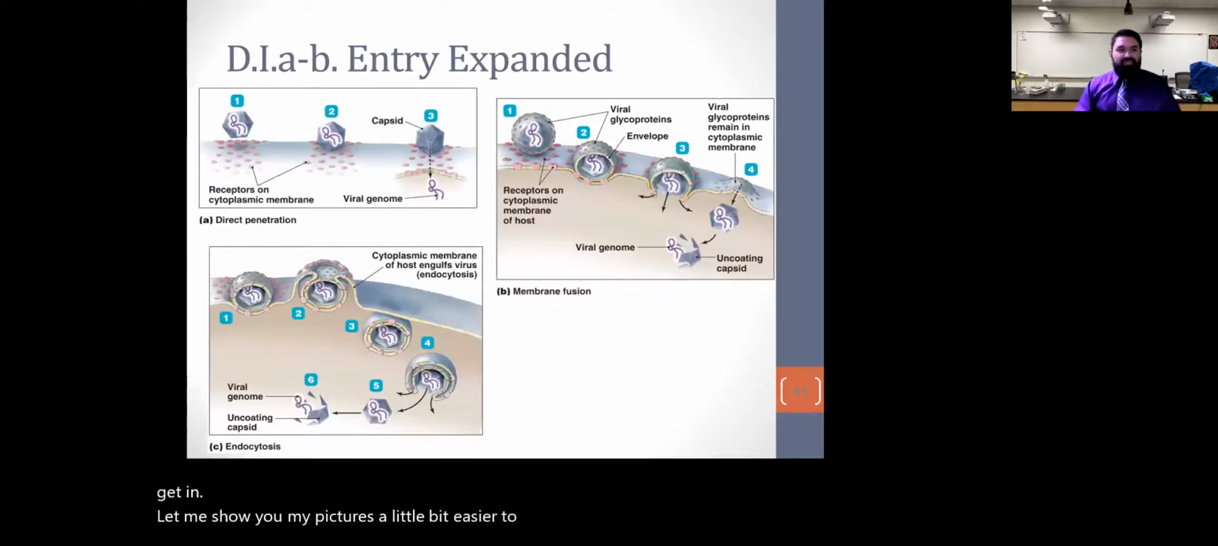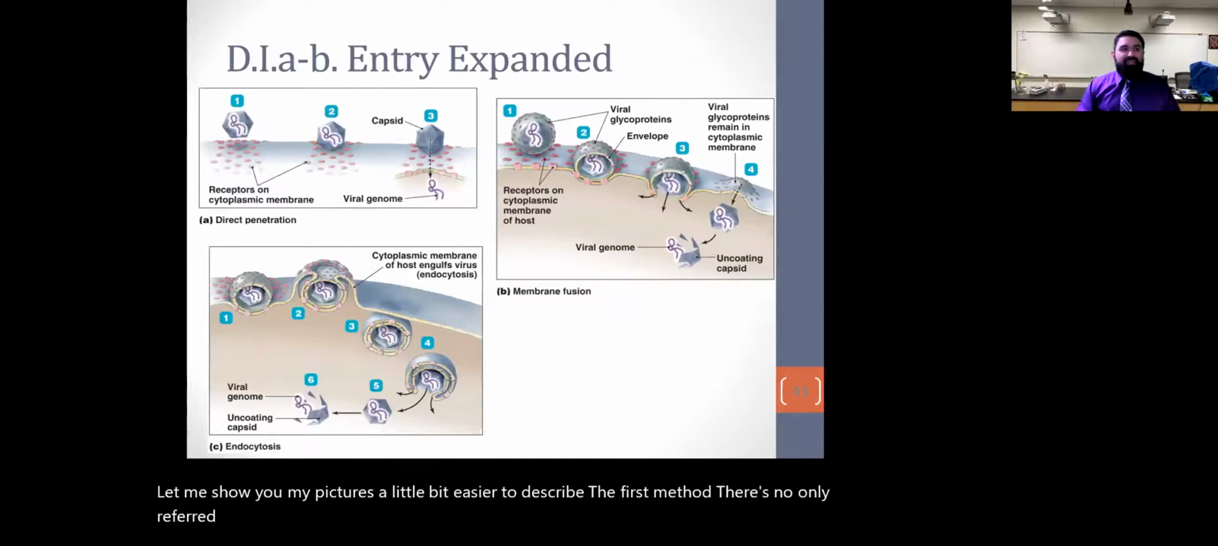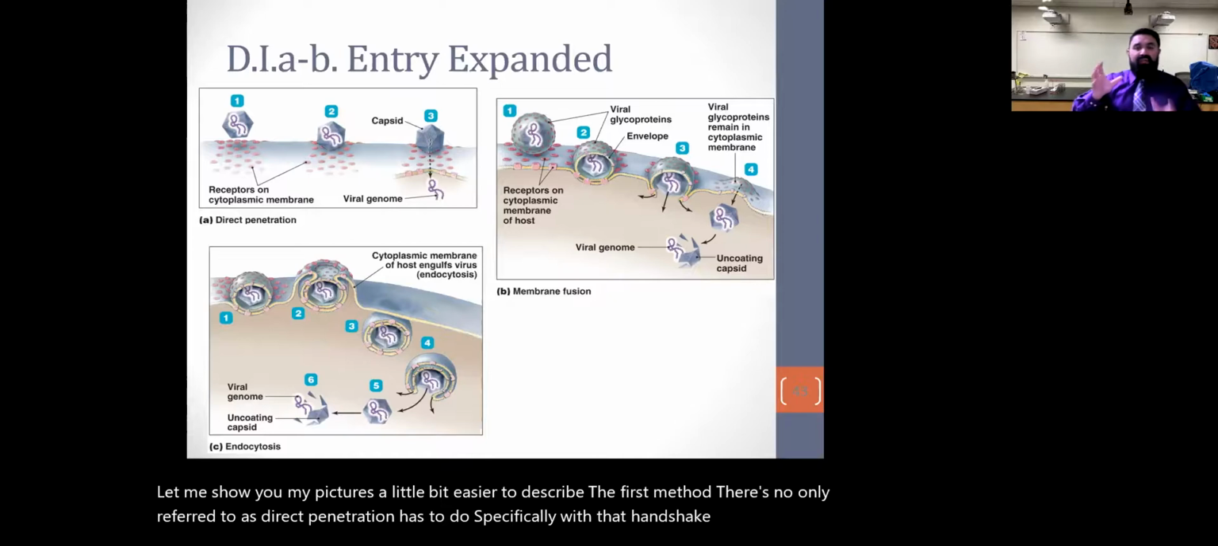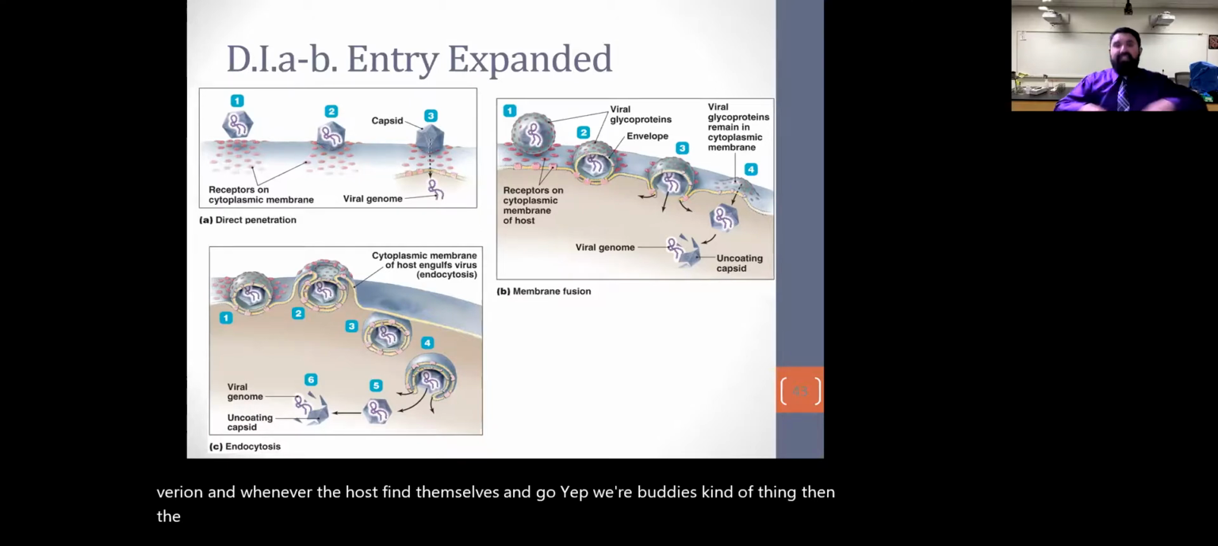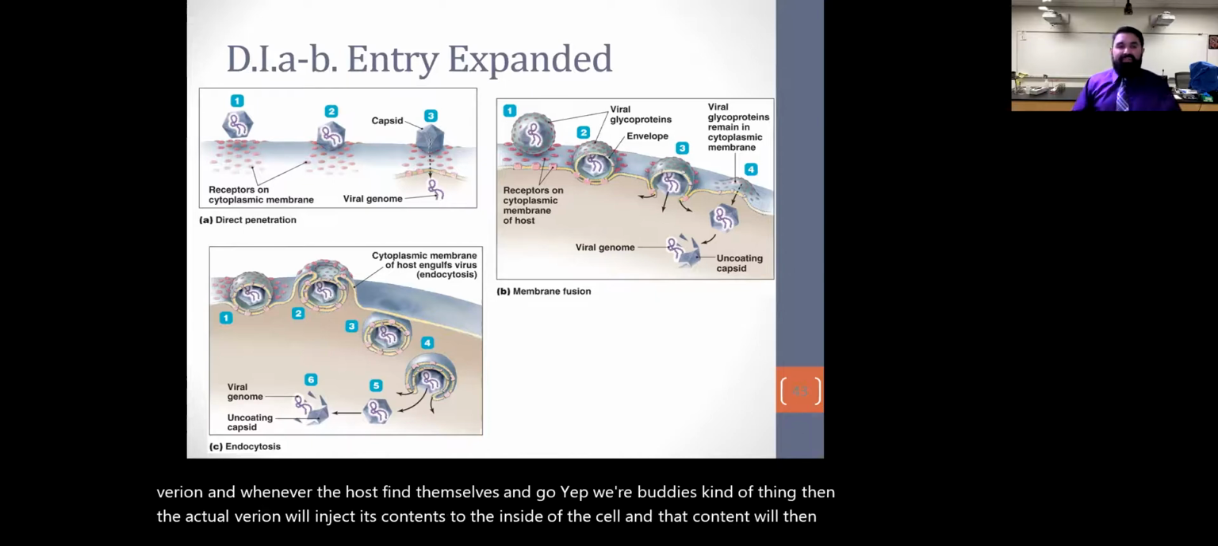The first method that is normally referred to as direct penetration has to do specifically with that handshake. Whenever the virion and the host find themselves and go, yep, we're buddies kind of thing, then the actual virion will inject its contents to the inside of the cell, and that content will then hijack the system. We'll talk about that in a moment.